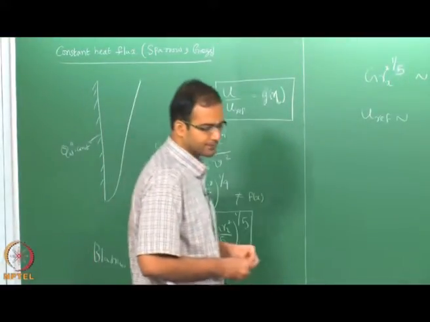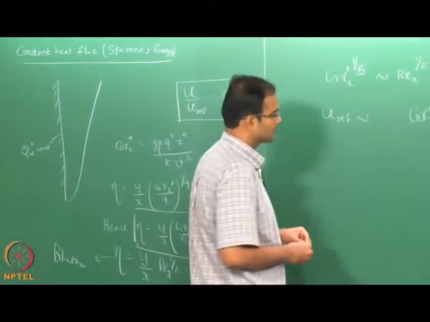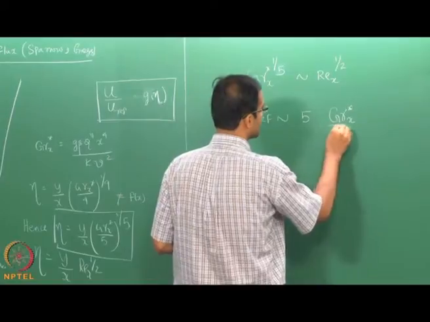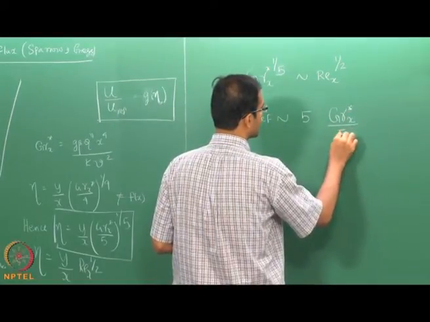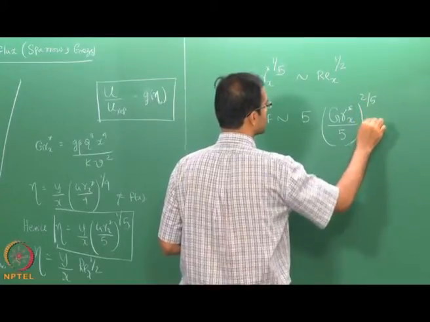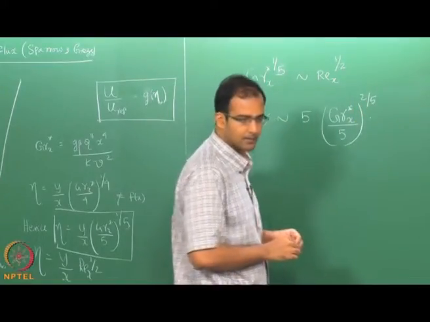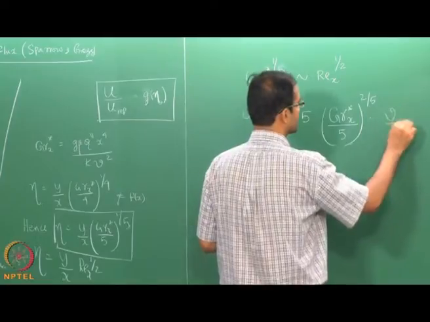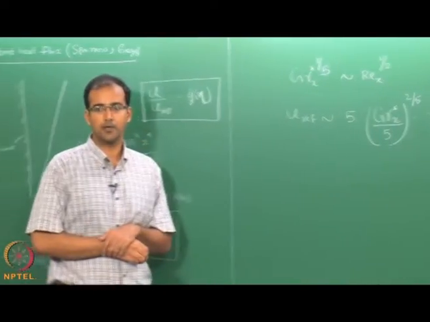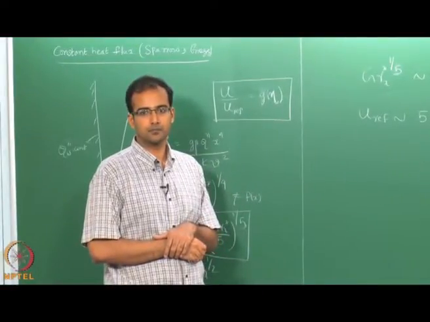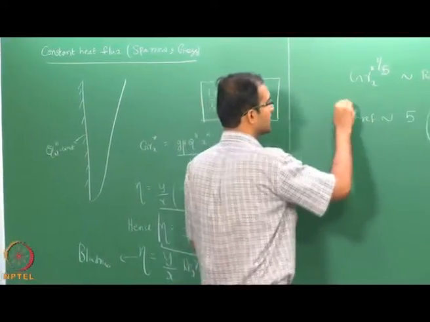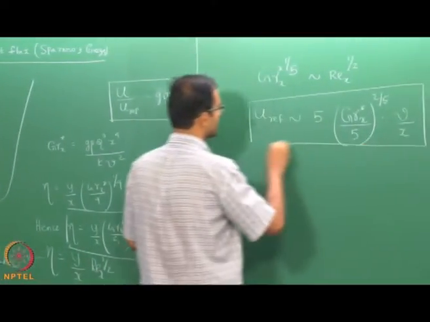So what do you get? You get a factor of 5 outside, Grashof number by 5 raised to the power 2 by 5, into nu by x. Is that okay? So this is your u reference.